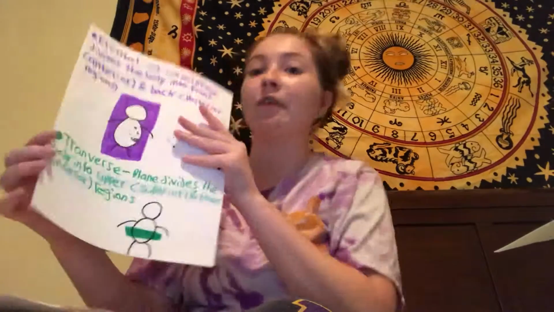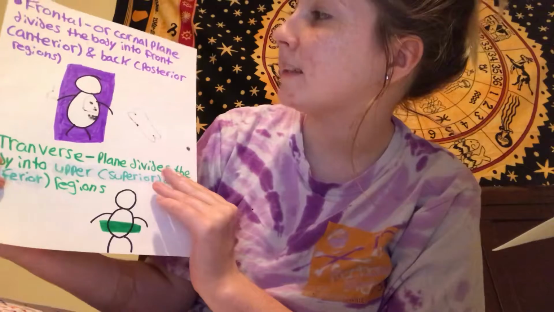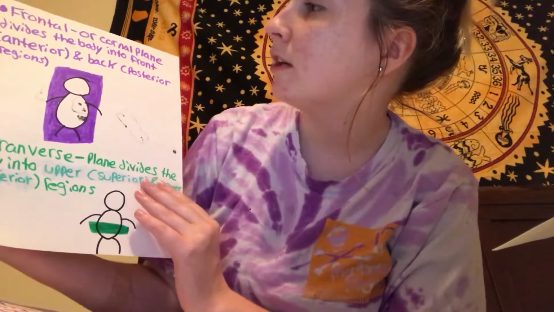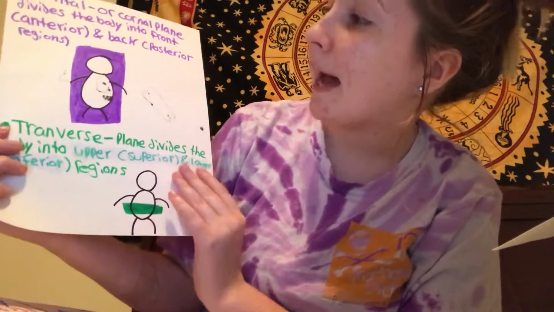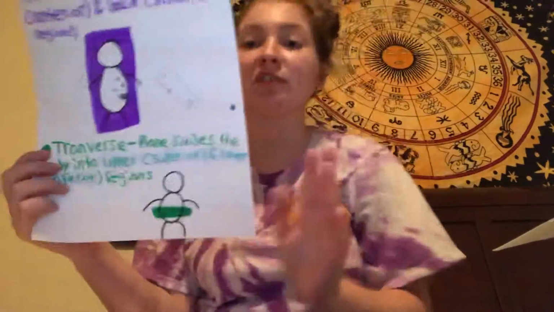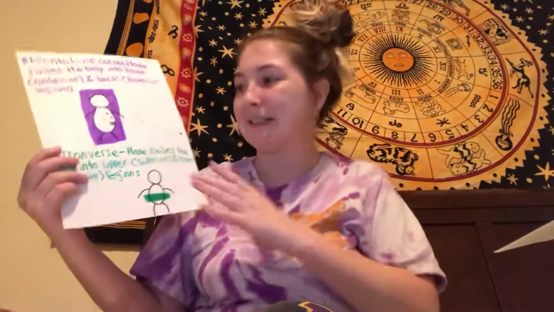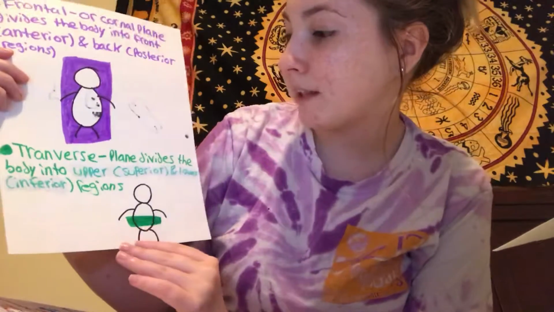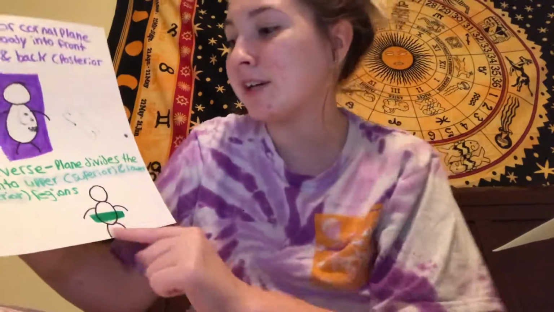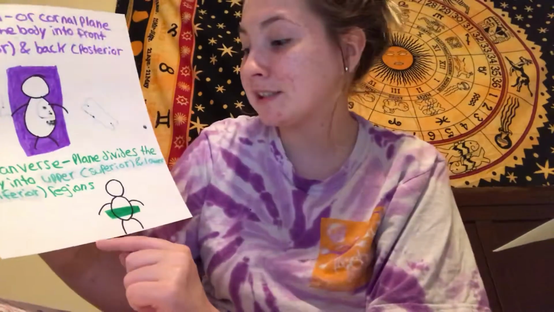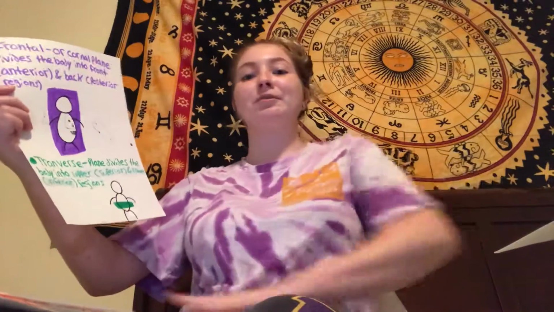But the frontal or coronal plane divides the body into front or anterior and back posterior regions. So instead of splitting you this way, it would split you in the middle going this way. So instead of going like this, it would split you going in the middle like that. And transverse plane divides the body into superior, so above or over, and lower inferior regions. So it just splits you in the middle down here.